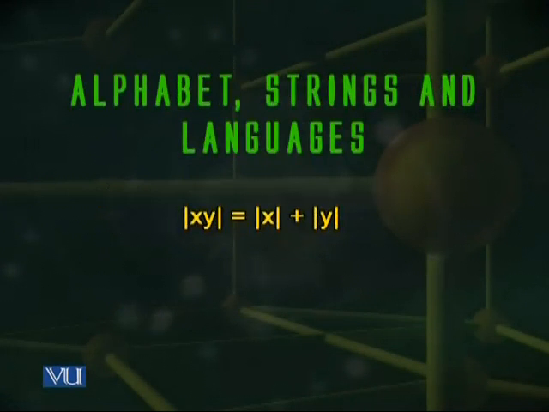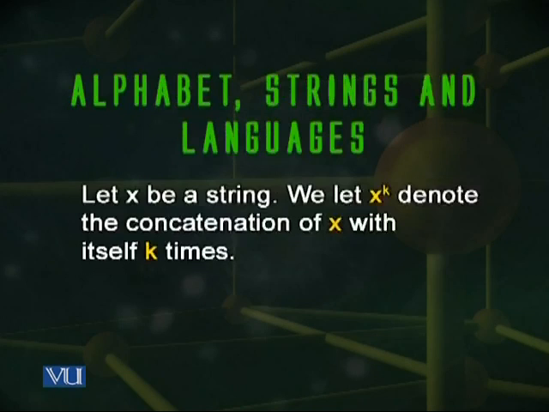If you have a string X and a string Y, suppose the string X has length N and the string Y has length M, what would be the length of the concatenation of X and Y? Well, it's going to be the sum of the lengths of the two strings. Therefore, we have the following simple formula. The length of XY is equal to the length of X plus the length of Y. We can simply remember this by saying that the length of the concatenation of two strings is the sum of their lengths.